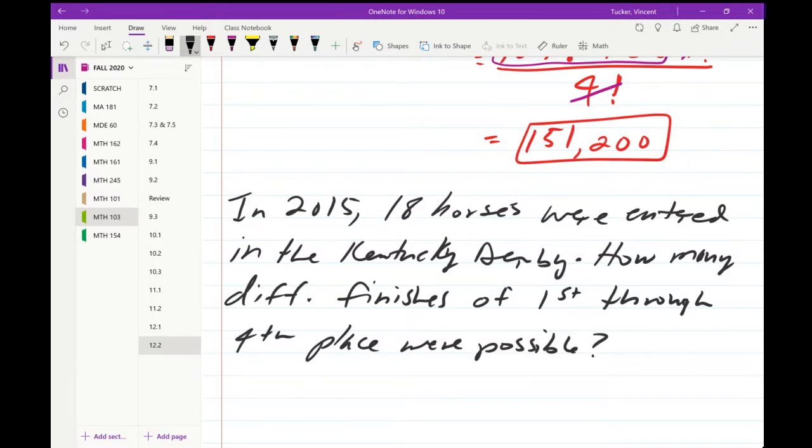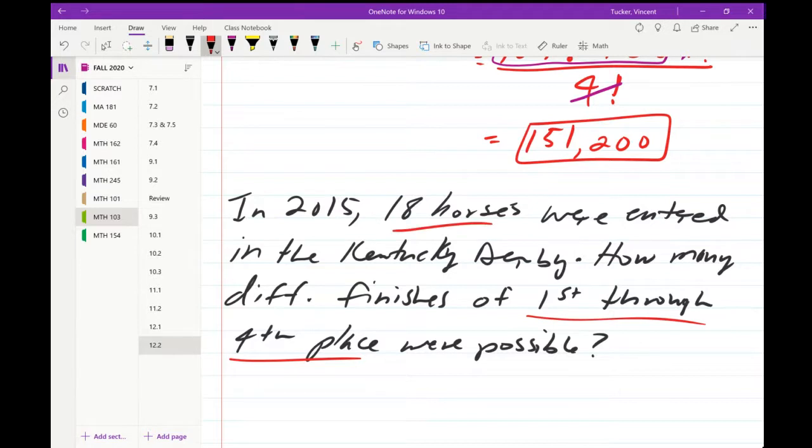All right, in 2015, 18 horses were entered in the Kentucky Derby. How many different finishes of first through fourth place were possible? So once again, we're looking at first through fourth, or first through something. We're looking at a ranking, which means the order matters.